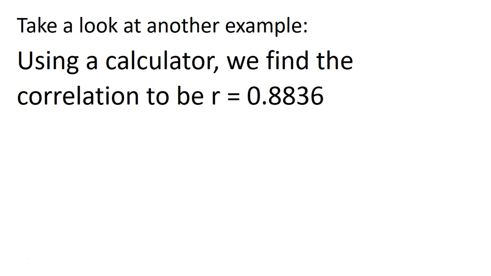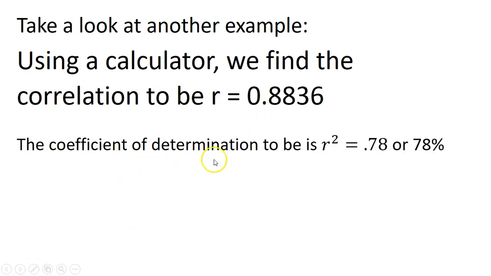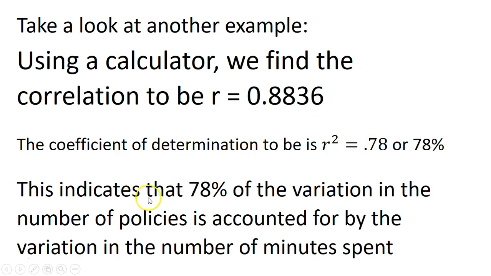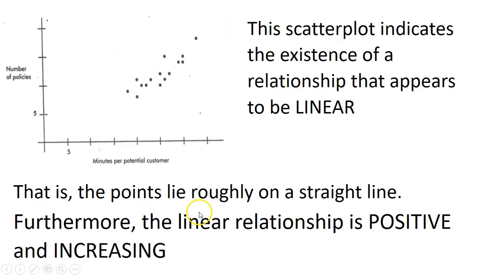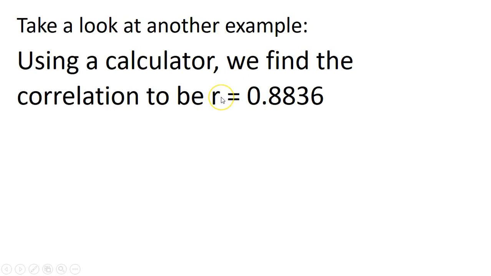So, anyway, using a calculator, we find the correlation to be this, right? The coefficient of determination is r squared, which is 0.78, roughly 78%. This indicates that 78% of the variation in the number of policies is accounted for by the variation in the number of minutes. And that is comparing, for those of you that don't know, to this. So if this was the problem, I plot this all, I do all this. And they're saying, hey, that's the r that we found.